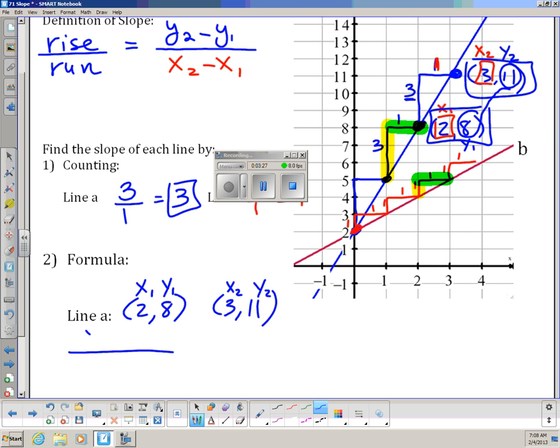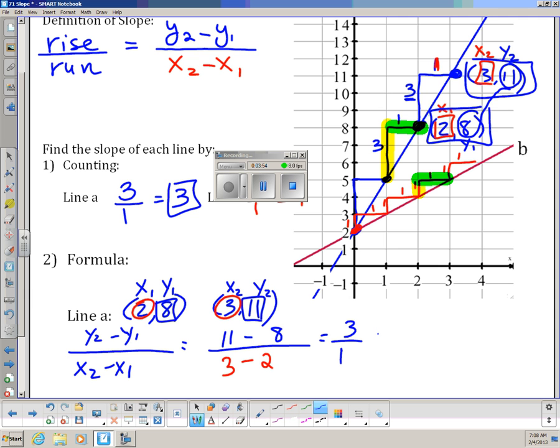And the formula is y2 minus y1 over x2 minus x1. So y2 is 11, minus y1 is 8, over my x2 is 3 minus the x1 is 2. And I just perform this calculation. 11 minus 8 is 3, 3 minus 2 is 1, and I get 3.